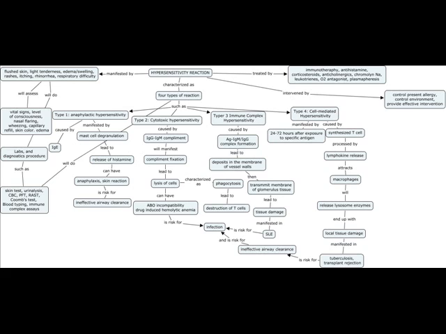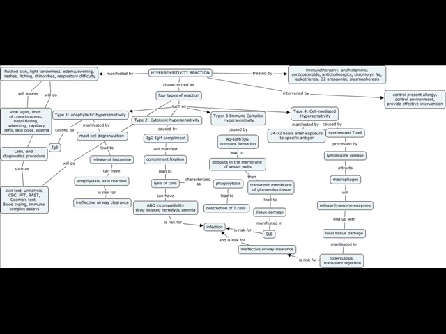Hypersensitivity reaction is characterized by four types of reaction, such as Type 1, anaphylactic hypersensitivity, caused by IgE and manifested by mast cell degranulation, leading to release of histamine, which can cause anaphylaxis and skin reaction. By these two, it is a risk for ineffective airway clearance.